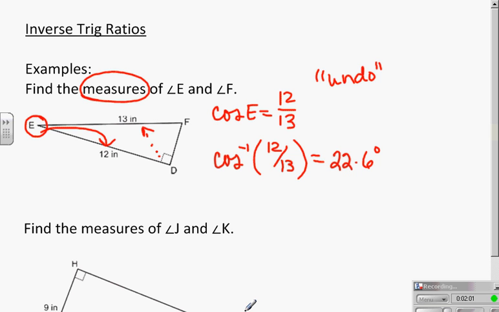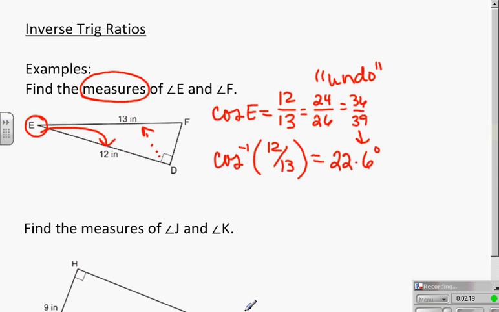Every angle with the ratio of 12 to 13, which could also be 24 to 26, which could also be 36 to 39, is going to have an angle of 22.6. That is how trig ratios work.